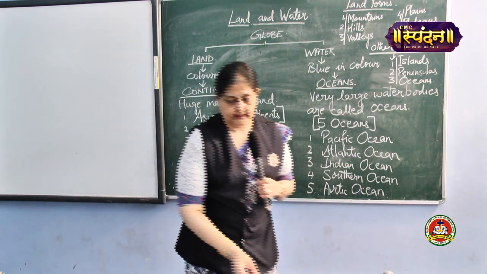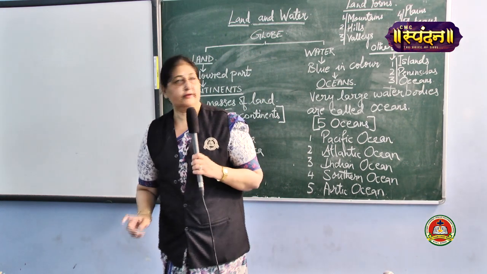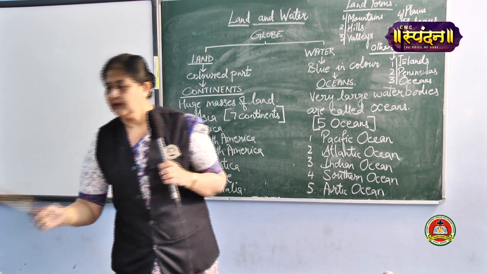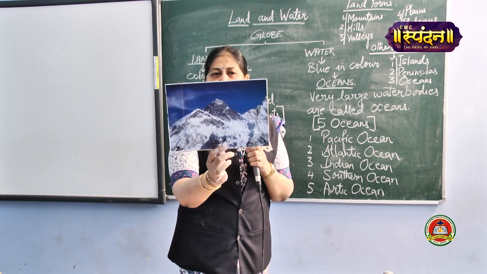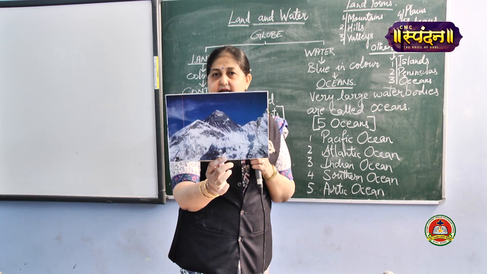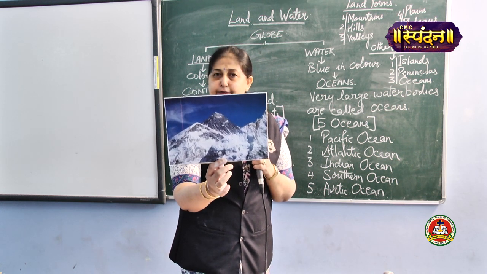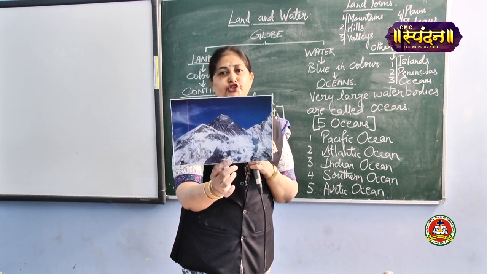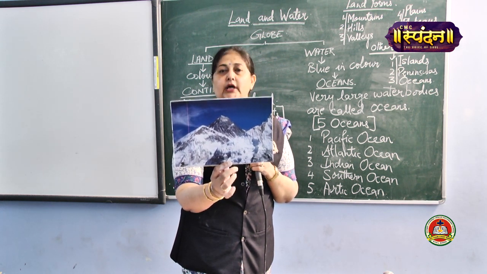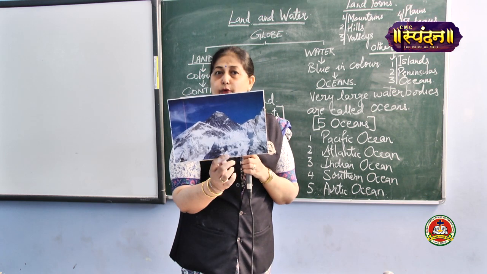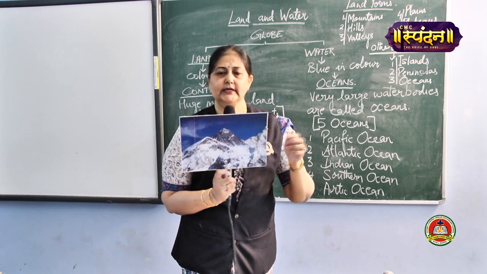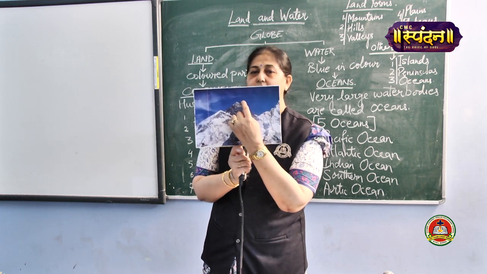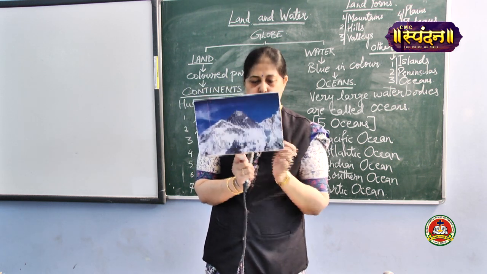Alright. Now children, first of all I'll tell you about mountains. Can you see the picture of the mountains? The highest and the tallest land masses on the earth are the mountains. Mountains are very steep and have a sharp slope. The top of the mountain is known as the peak. Can you all see the pointed area here? This is called the peak. Alright?